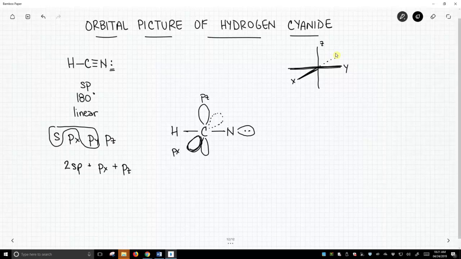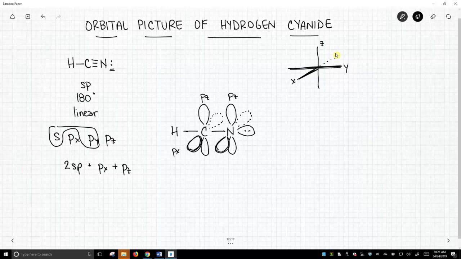And to make this triple bond, two pi bonds, it's also going to need a pz to interact with a pz on carbon. And it's going to need a px to interact with the px that's on carbon. And we'll try to make sure we draw these kind of parallel.